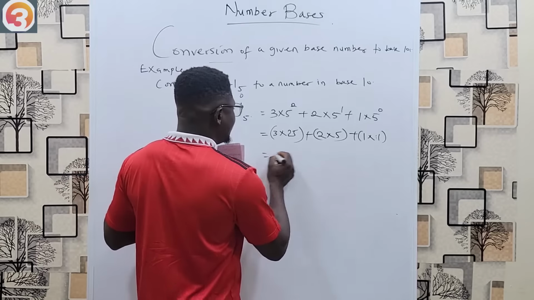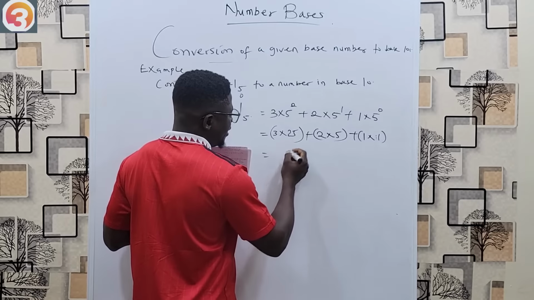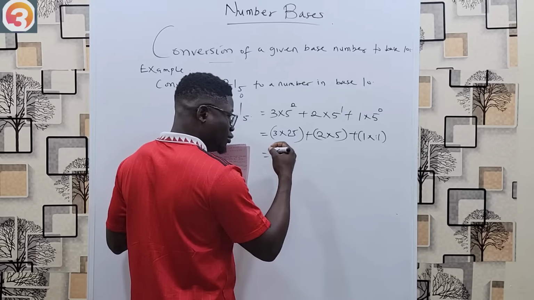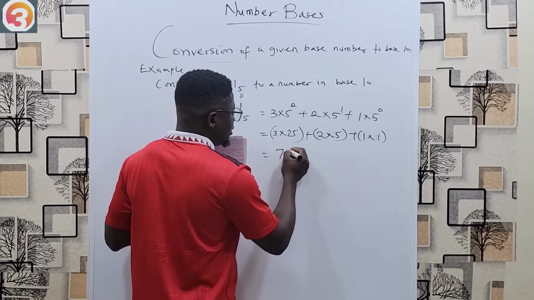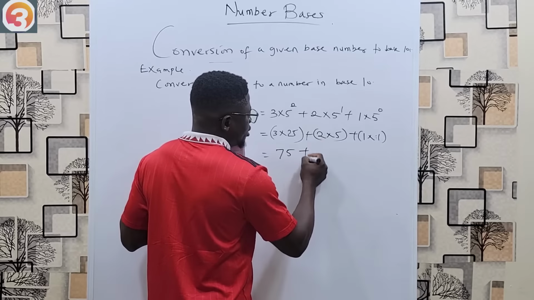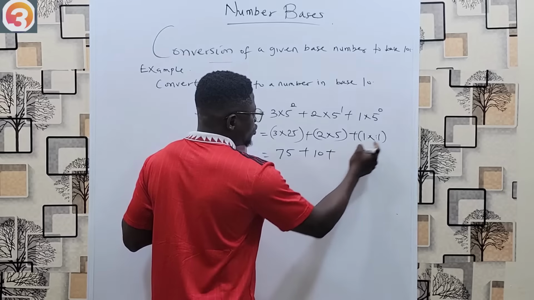So now, I'm going to have 3 times 25 is what? Use your calculator. Use your calculator. 3 times 25 is what? 75, right? All right. Then plus 2 times 5 is what? Is 10. Plus 1 times 1 is 1.